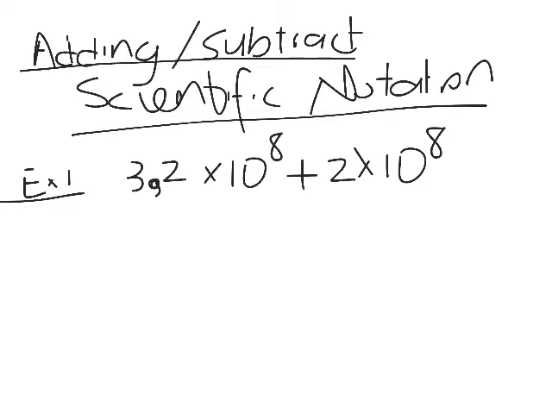Like what we would have done if we let 10 to the power 8 equal x, we would have 3.2 plus 2, which would be 5.2x. That would be the answer. But we know what our x is. Our x is 10 to the power 8, so it's 5.2 times 10 to the power 8. That's what we do because the powers are the same.